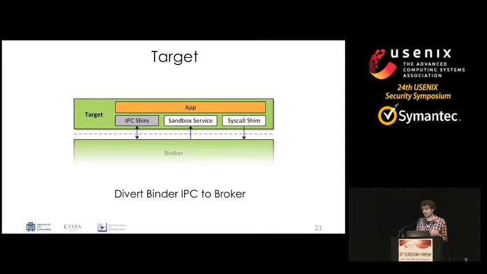By redirecting the communication to the service manager, to the broker, by patching the binder handles to the service manager in the target process memory, we can effectively divert all binder IPC to the broker. This gives us a very reliable choke point. And this technique works universally for all binder communication, regardless of the concrete interface that we are redirecting.